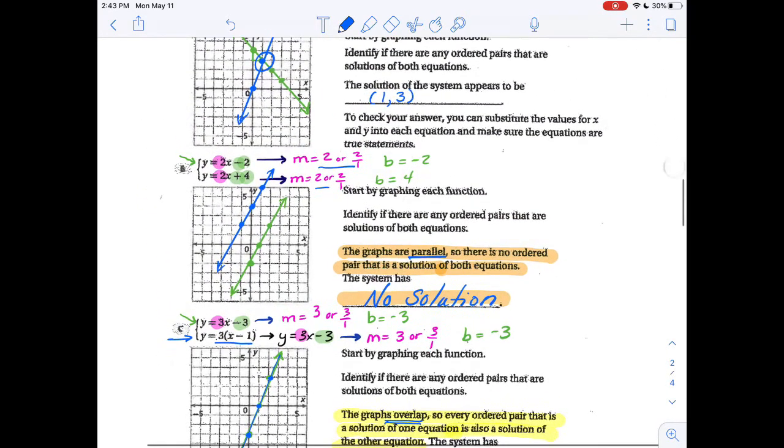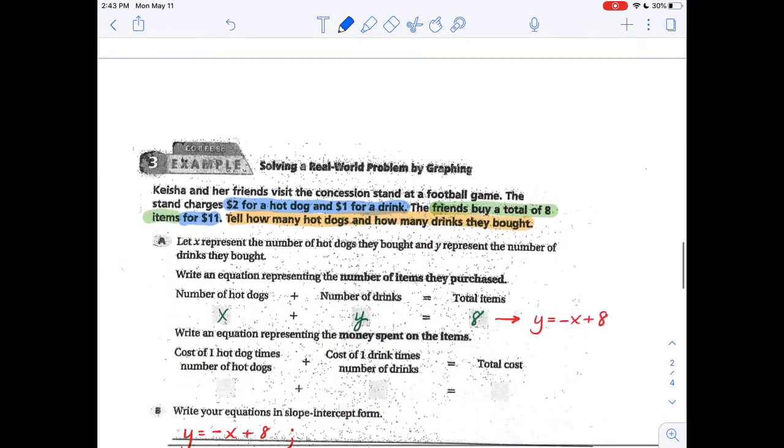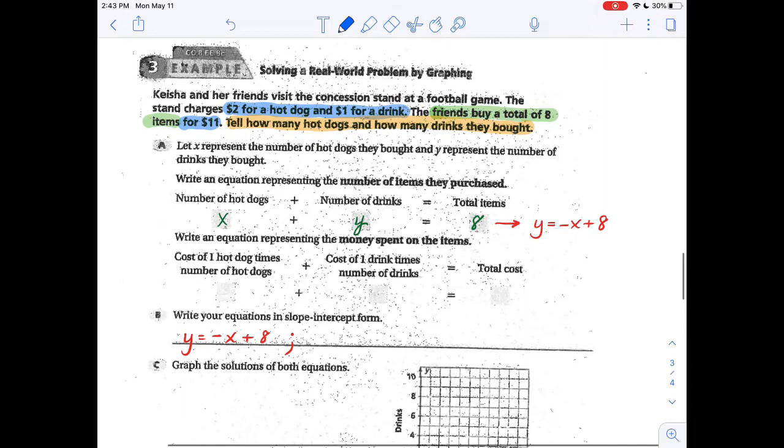If they're parallel, same slope, different y-intercepts, no solution. And then the last thing I want us to look at is how can I make a system of equations with a word problem? Well, that's when we have to be careful and really look at what it's saying. If it's a system of equations, there's going to be two different statements being made.